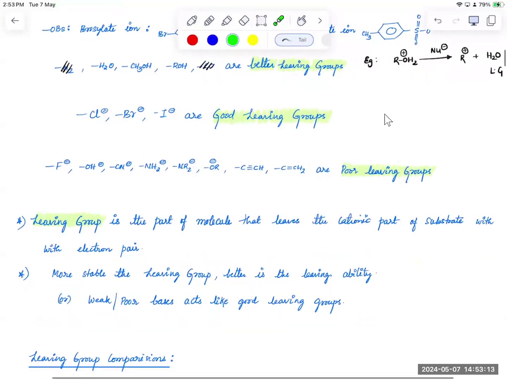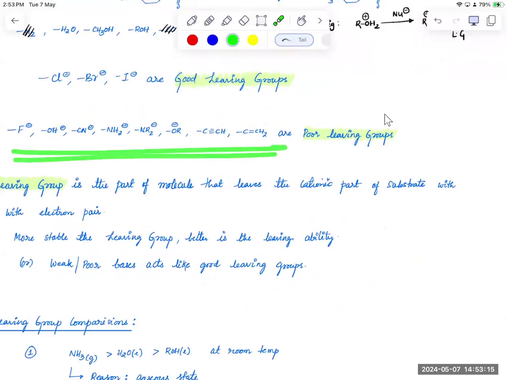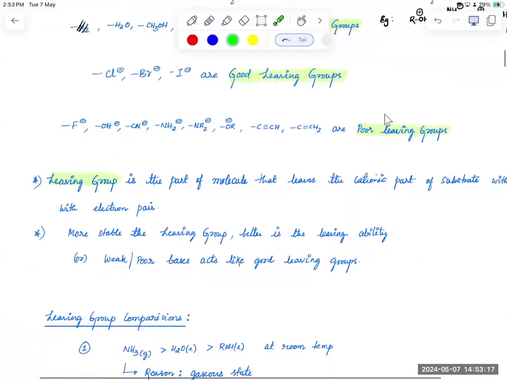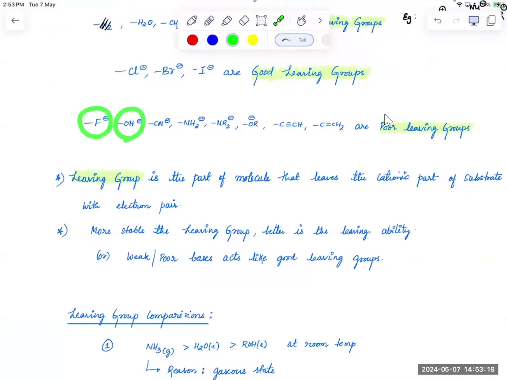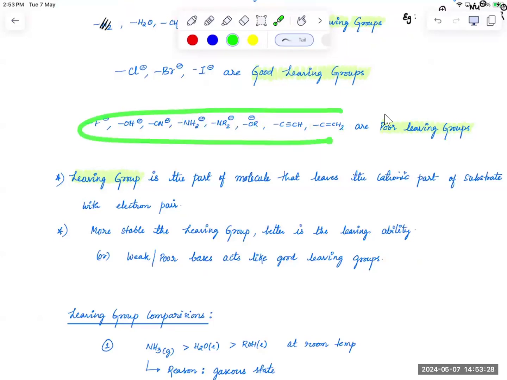But these are the lists which we need to remember the most, which are the poor leaving groups, very weak leaving groups. F minus, OH minus, CN minus, NH2 minus, NR2 minus, OR minus, C triple bond CH, C double bond CH. They will not be leaving out that easily. They're very difficult to be released away from the alkyl group. So for them, if you want to do substitution reactions, it's very difficult.